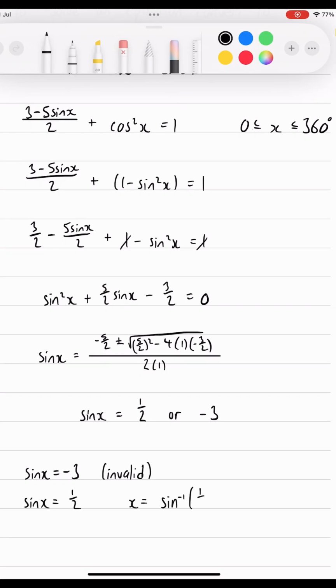Since a half is positive, we can use our positive quadrants for sine and find the angle of x using our inverse function for sine.